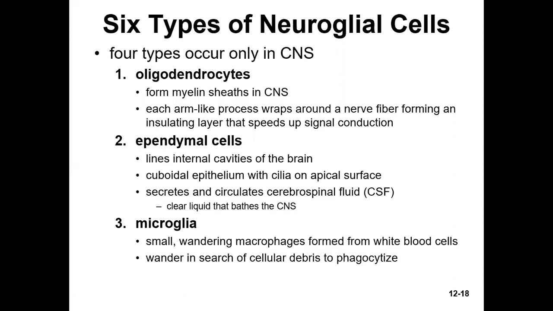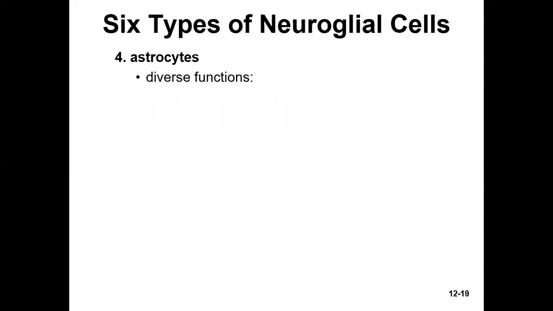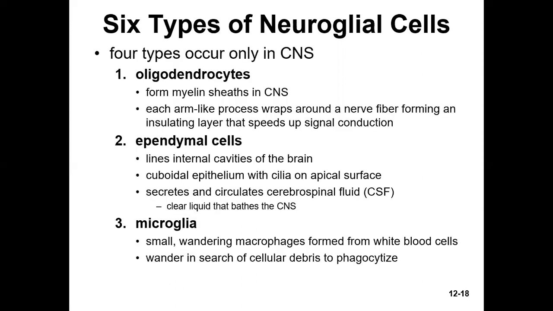Now, we recognize 6 different types of neuroglial cells. 4 of them occur only in the brain and spine, in the central nervous system. Those 4 types are oligodendrocytes, ependymal cells, microglia, and astrocytes. So an oligodendrocyte in the central nervous system is responsible for the formation of that myelin sheath. They each will have an arm-like process that wraps around a nerve fiber, forming an insulating layer that will speed up the signal conduction.